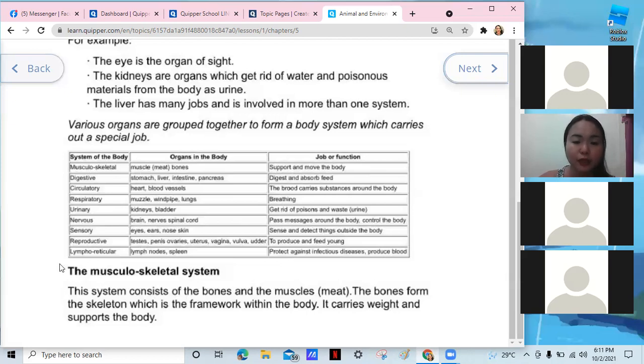So, and the last is lymph node reticular, no? Yung mga lymph nodes, spleen. So we're not so familiar with this, but these are actually their protection against infectious diseases and for the production of blood. Now, actually, one by one, we have the musculoskeletal system.